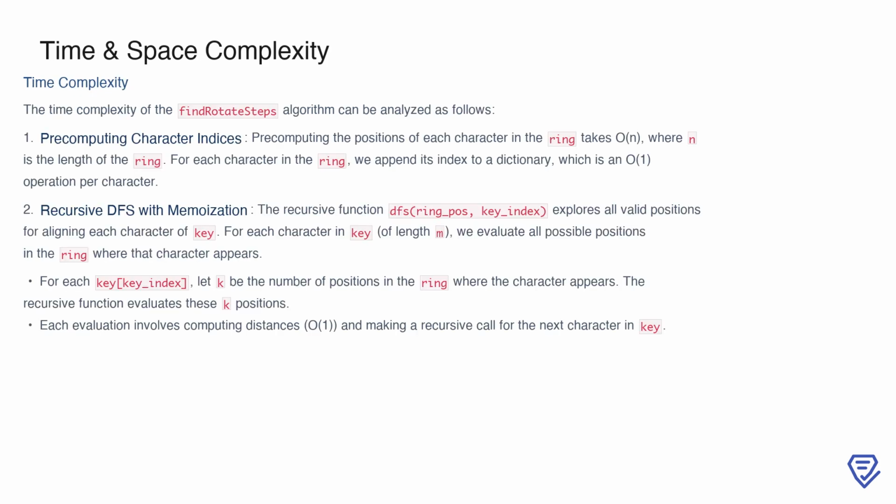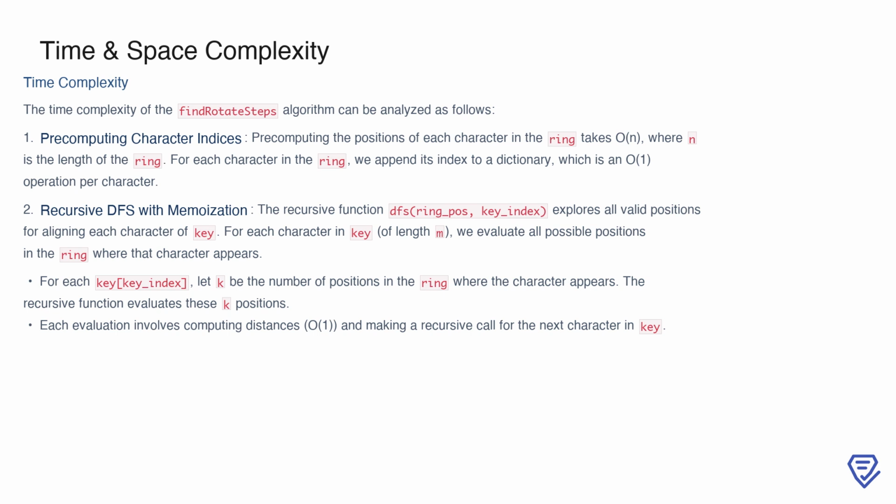The time complexity of the find rotate steps algorithm is determined by 2 main components. First, we analyze the process of pre-computing the indices of characters in the ring. This operation involves iterating through the ring of length n and appending the index of each character to a dictionary. Since each dictionary insertion is an O(1) operation, this step takes O(n) in total.